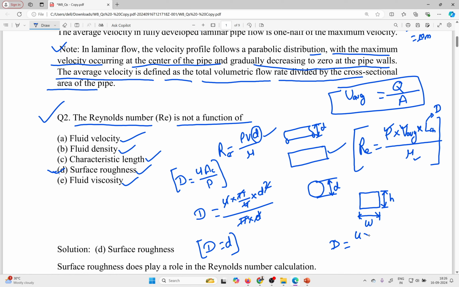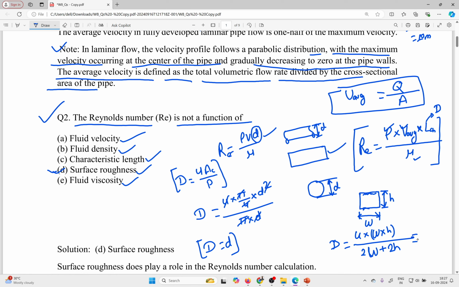So 4 AC means what? Cross sectional area. So W into H. Perimeter means what? Your 2W, because this much or this much, both will be in contact with the fluid, and this perimeter and this perimeter will be in the periphery. This one will be in contact with the fluid. So this is 2H also.